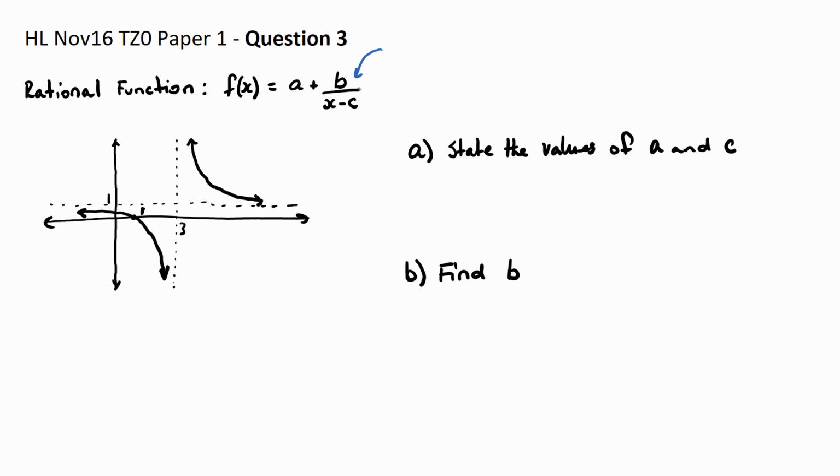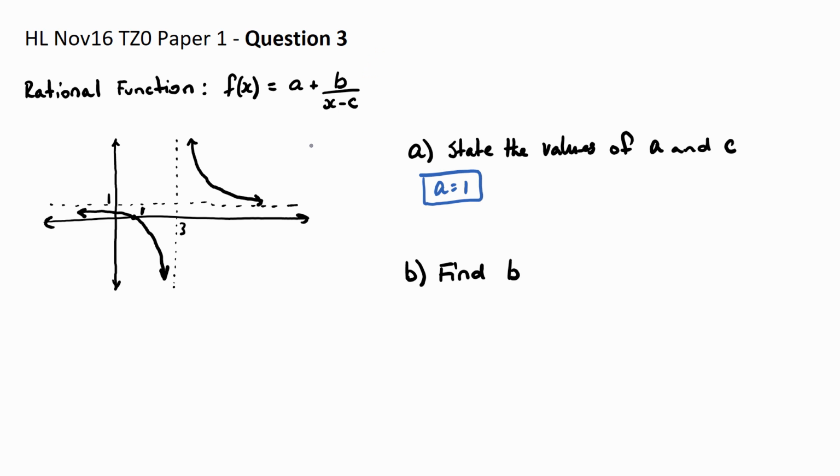But there's been a vertical shift up a units. And notice that our horizontal asymptote has actually gone up to 1. So a must be 1 because it's shifted the graph up 1 unit. So a is equal to 1.